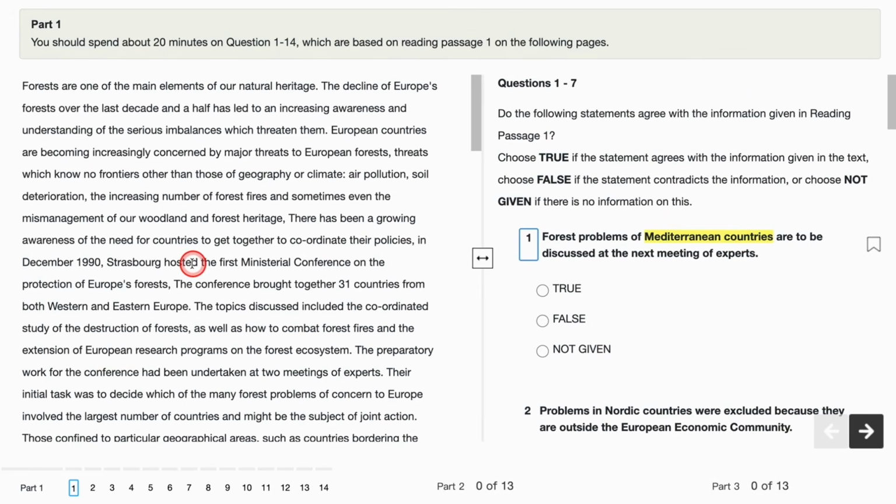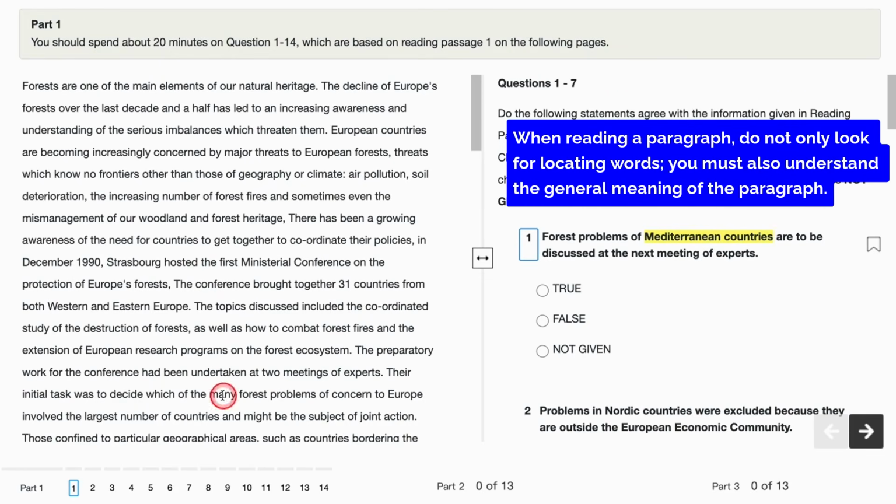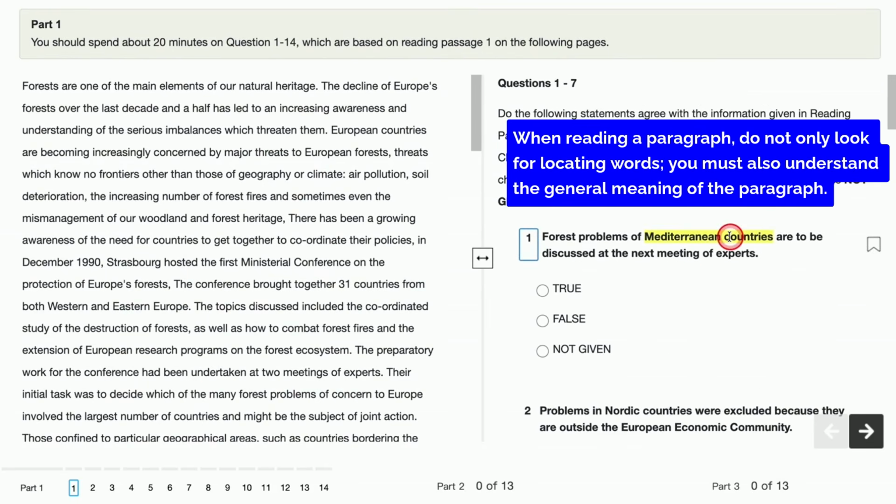Let's read the first paragraph. But while reading, you shouldn't be focusing only on Mediterranean countries. You should also try to understand the general meaning of the paragraph. Because if you read only the sentence that contains the answer without any other context, it will be very hard for you to understand that sentence. Besides, we read a paragraph not just to do one question. As I said, we should do all types of questions at the same time, right? That is to say, we read a paragraph in order to do all 3 types of questions at the same time. That's why we should try to understand the general meaning of the paragraph.